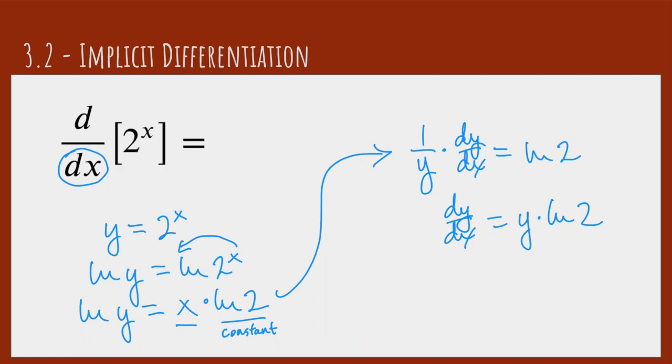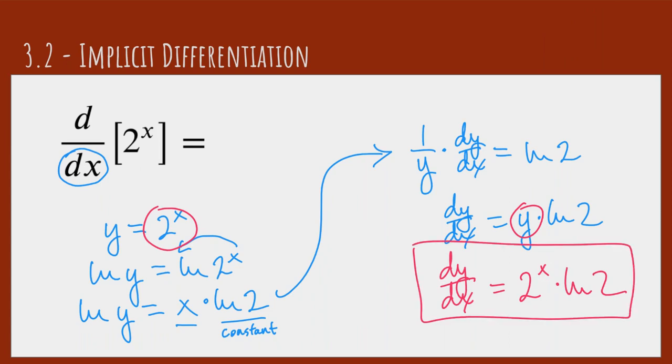So all I'm going to do here is make a substitution and get rid of the y. And we defined y at the very beginning as 2 to the x. So y is equal to 2 to the x. So I'm going to replace this y here, and we get dy dx is equal to 2 to the x times the natural log of 2. So implicit differentiation gives us a path to take the derivative of this expression, even though we didn't know how to do that before.